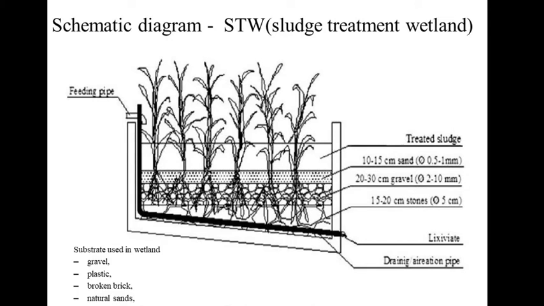This is the sludge treatment method, which is supported by the drainage pipe, then the coarse stone, then gravel, then sand, and then the wetland plant. The substrates used in wetland plants are gravel, plastic, broken brick, and natural sand. These are the various materials we can use as a substrate in a wetland plant system.